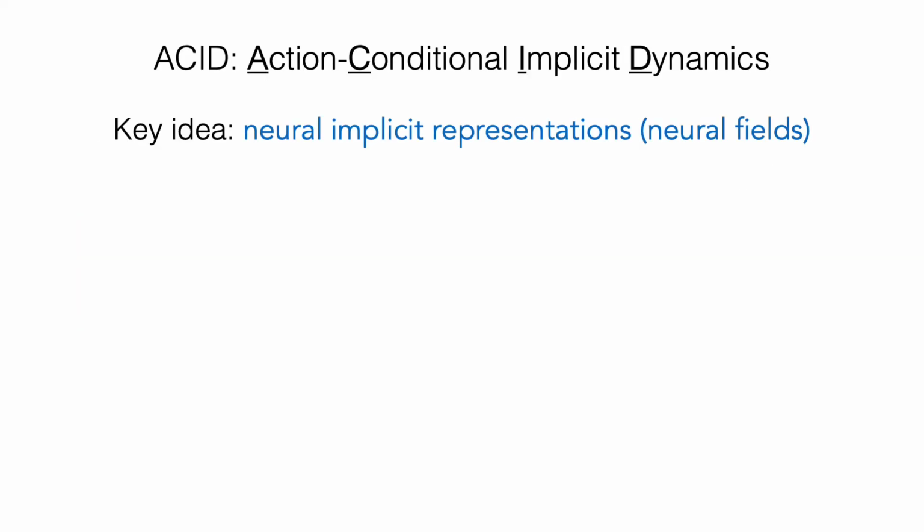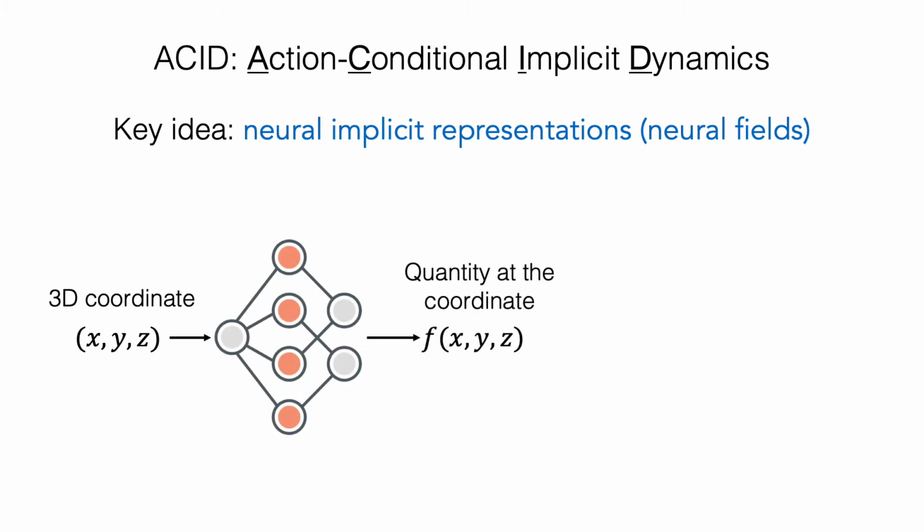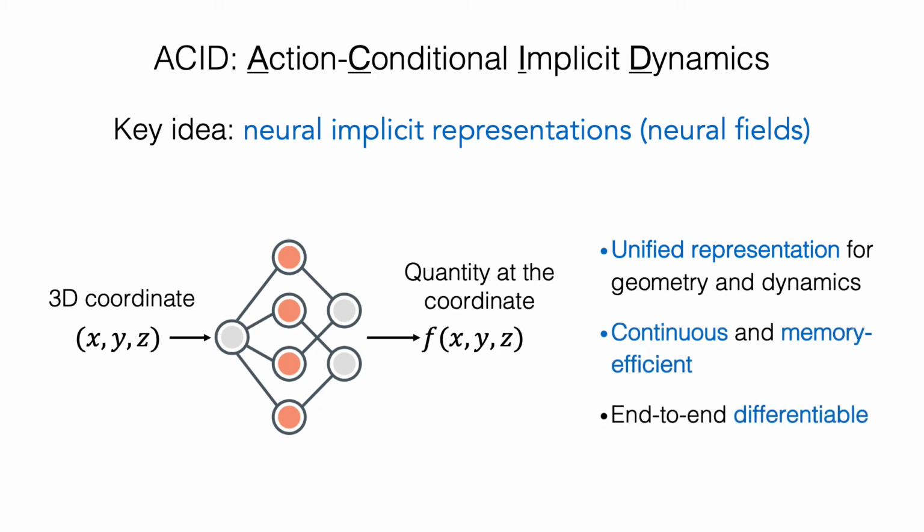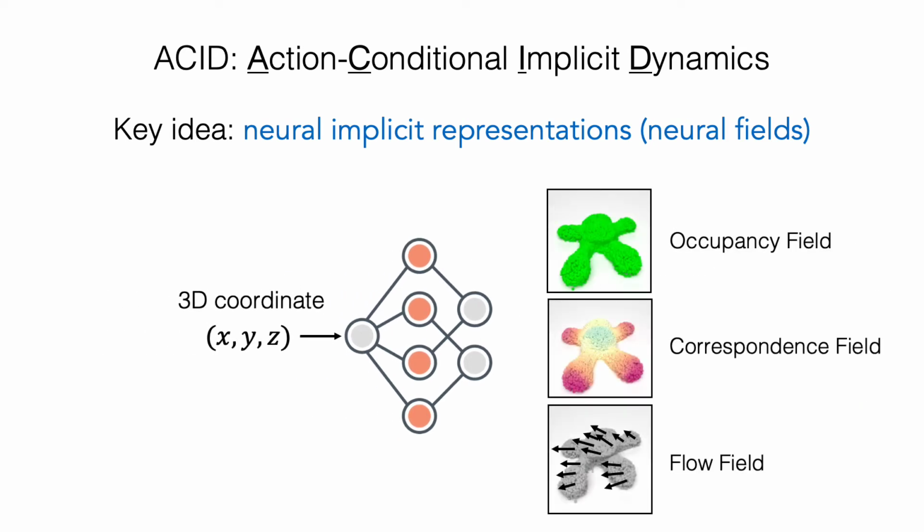The key idea of ACID is using neuro-implicit representations to jointly represent the geometry and dynamics. Neuro-implicit representations are mappings from a 3D coordinate to quantities at the coordinates. It serves as a unified representation for geometry and dynamics, is continuous and memory efficient, and is end-to-end trainable with multiple supervisions. We use implicit neural representation for occupancy, correspondence, and the flow fields.